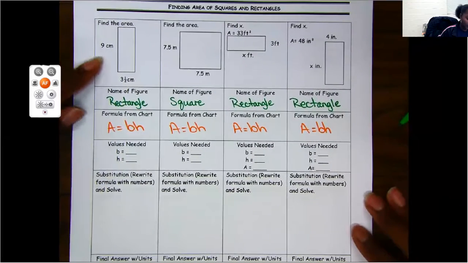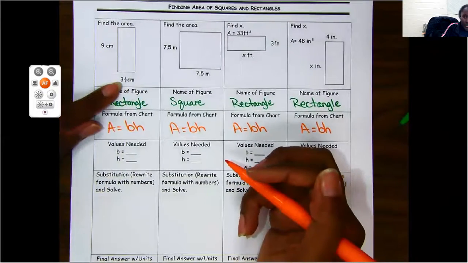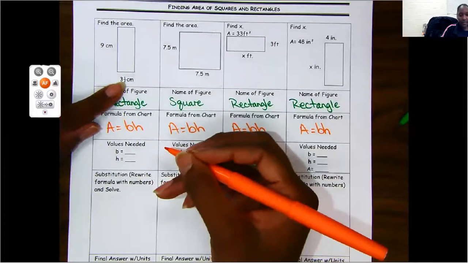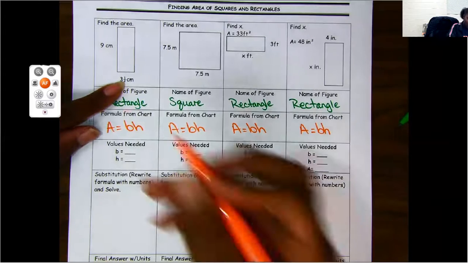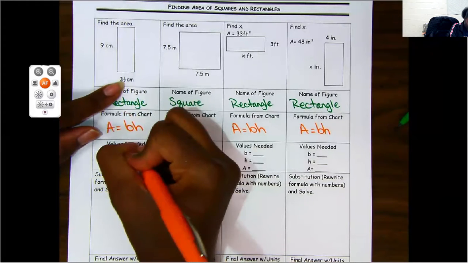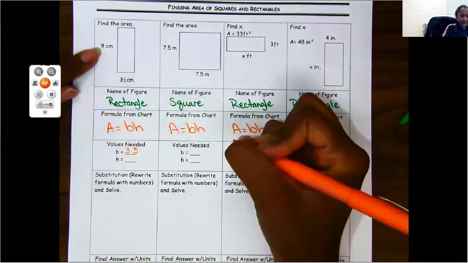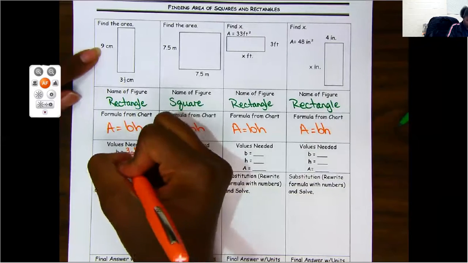Let's start with our first one. Our base, remember that's our bottom, says 3.5. Now you can multiply with a fraction, but it might be easier to change that to a decimal. Remember our benchmark fractions: a half is 0.5. So we're going to use 3.5 as our base, and our height is identified as 9.